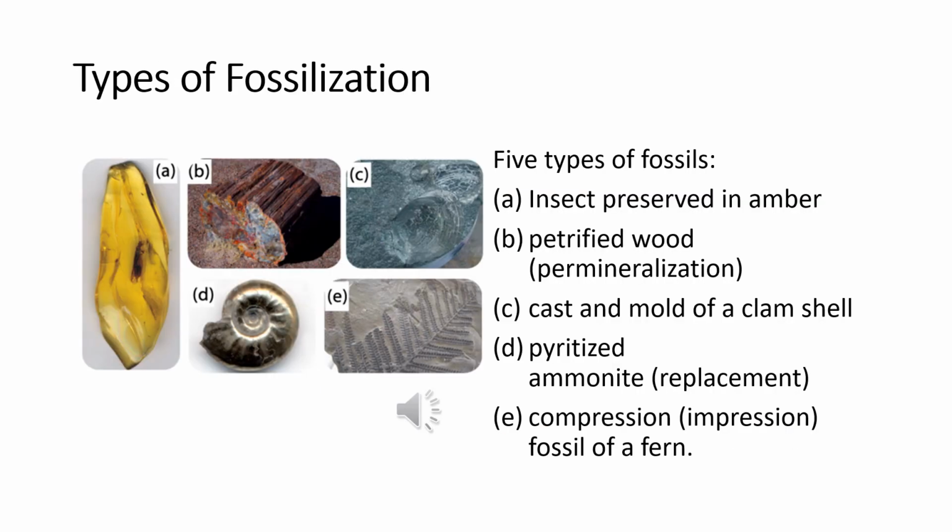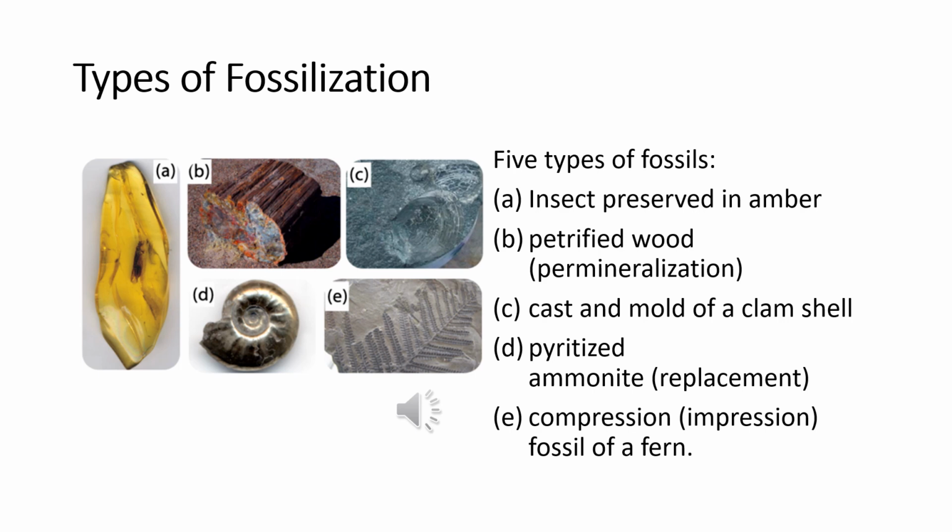Here are some of the specific ways that fossilization can take place. For example, A, you can see an insect preserved in amber. Amber is just ancient tree sap. So that poor insect probably landed on a tree and got preserved in some of the tree sap, which later on hardened to become amber.